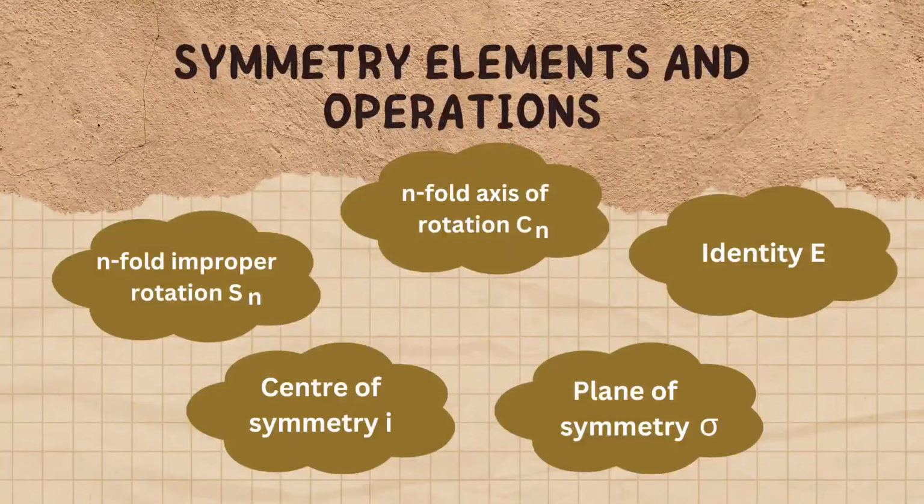Symmetry elements and operations consist of 5 different things, which are identity E, axis of rotation Cn, plane of symmetry sigma, improper rotation Sn, and lastly center of symmetry i. Thus, from all these 5 things, you can determine the compound's point group.